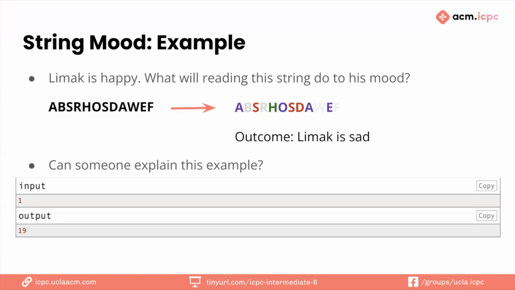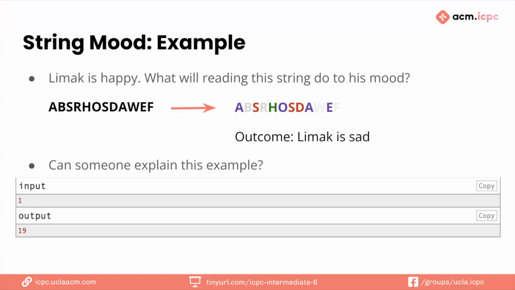I'll just quickly go over what's happening so we understand how letters affect his mood. He's happy initially, he reads letter A, so he becomes sad. Letter B does nothing. Letter S makes him sad again. Letter R does nothing. H makes him happy. O flips his mood, so he's sad. S and D keep him sad. A flips his mood, so he becomes happy. W does nothing. And E flips his mood again, so he's sad now. F does nothing. So eventually he's sad. I hope this is helpful to understand how the process of reading and flipping his mood works. But let's go back to what the problem is actually asking about.